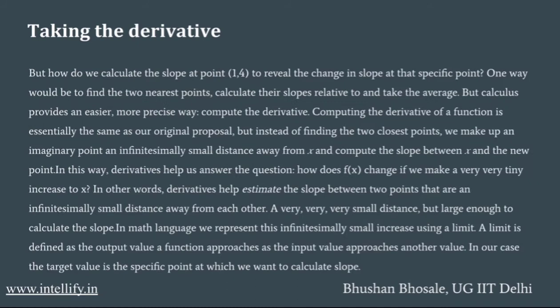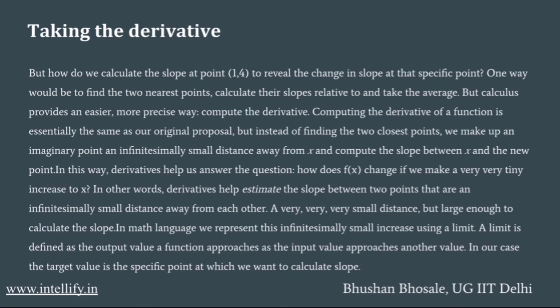Not taking the derivative, but how do we calculate the slope at a point 1 comma 4 to reveal the change in slope at the specific point? One way would be to find the two nearest points, calculate their slopes relative to it, and take the average. But calculus provides an easier, more precise way.